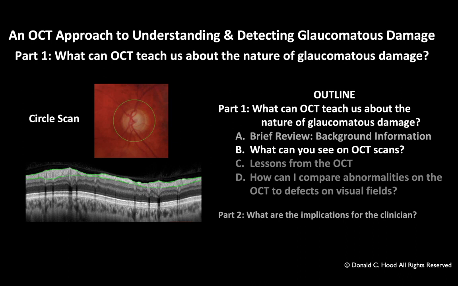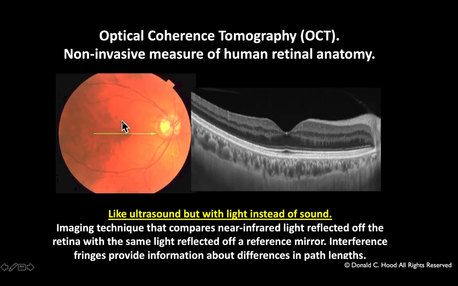All right, so next question. What can you see on the OCT scans? What can they actually see? Well, here's a scan through the back of the eye, and that's the OCT scan. Let me remind you that you can think of OCT as being like ultrasound, but with light. And because light has a shorter wavelength, the resolution is much better than ultrasound.